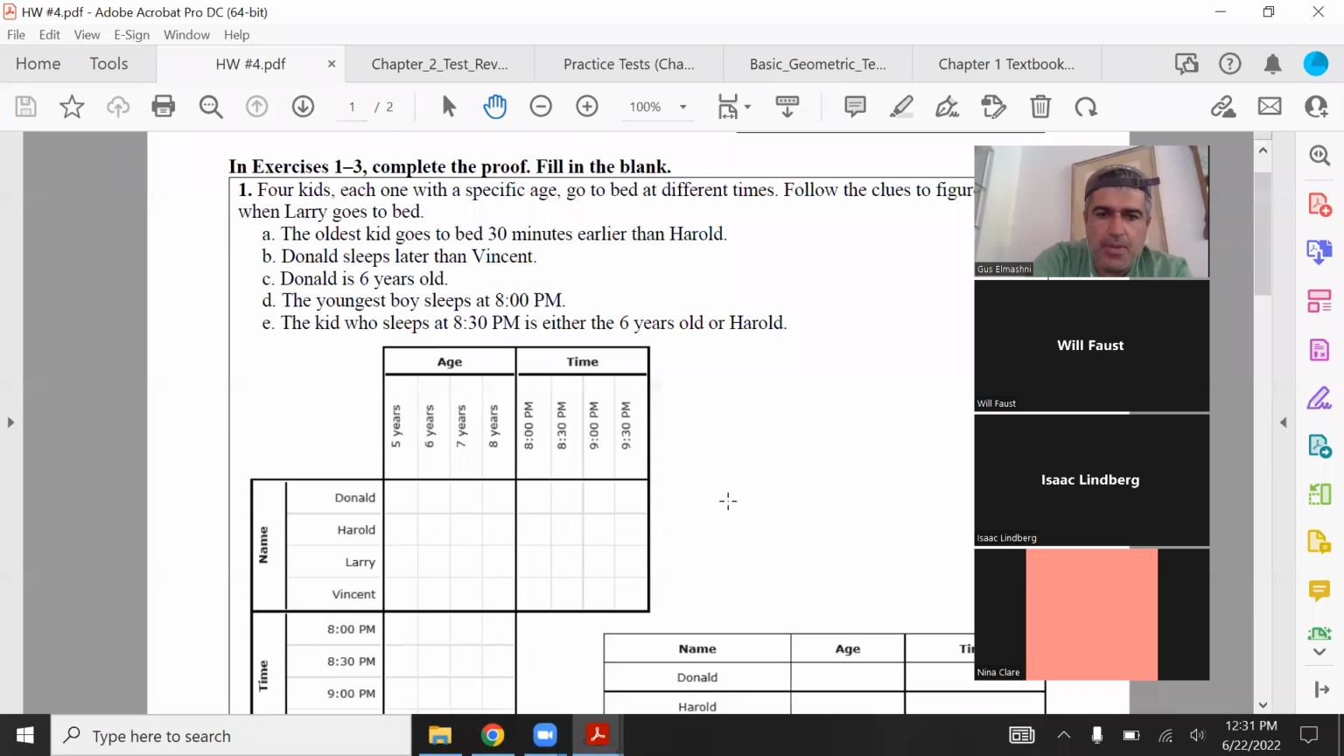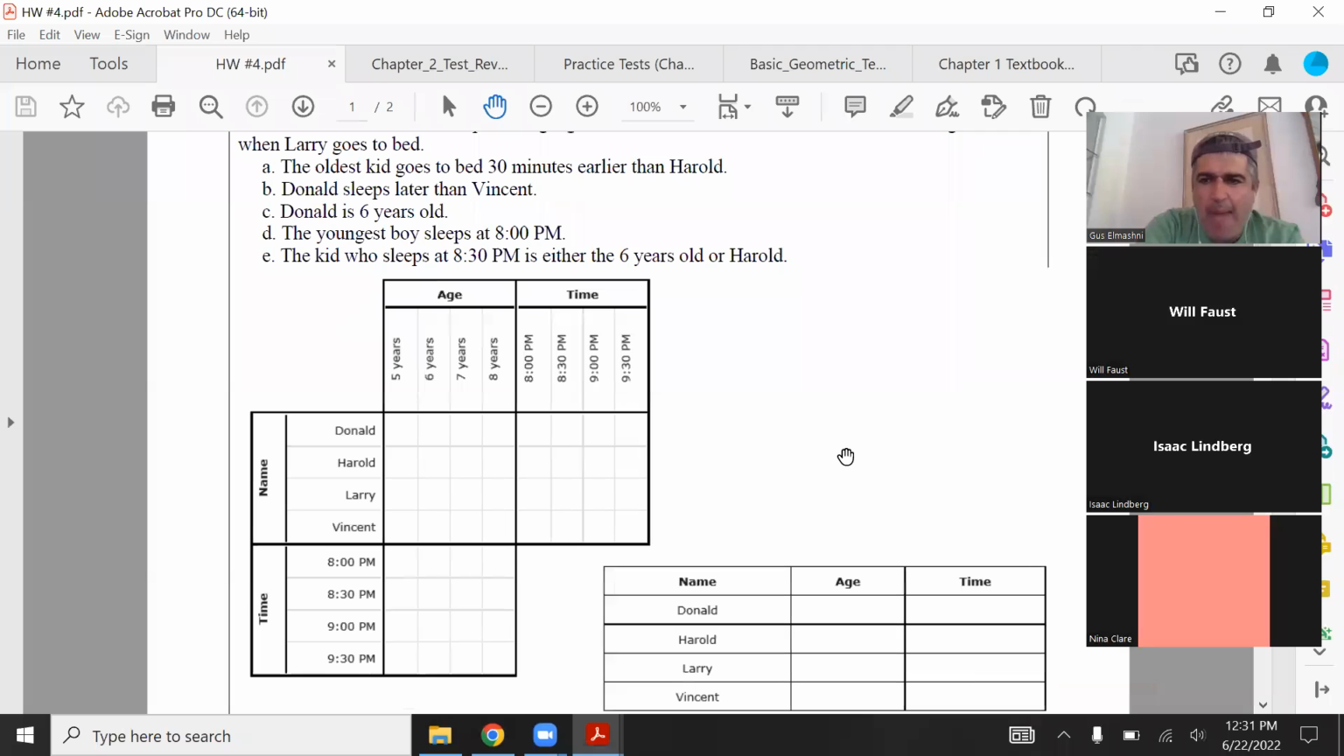So another logic puzzle. I'm not going to ask this on our test, so don't worry about it. But it's just a kind of fun one again to do. So let's see here. Dole's kid goes. So Donald sleeps later than Vince. Okay, Donald's 6 years old. Let's do Donald first. So Donald's 6 years old.